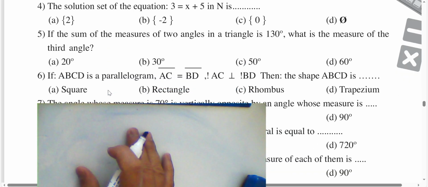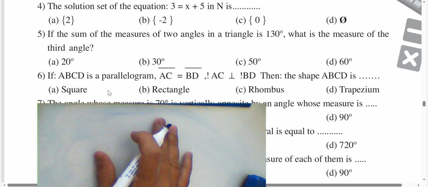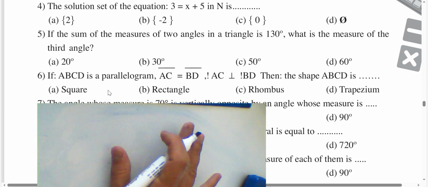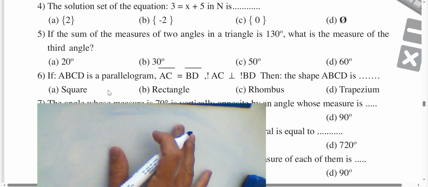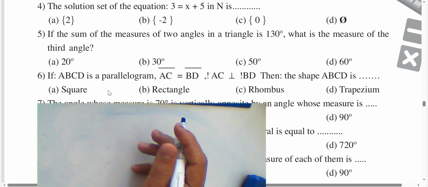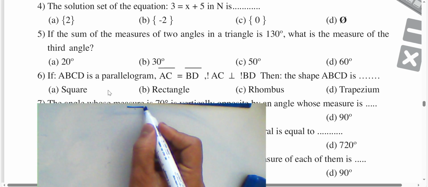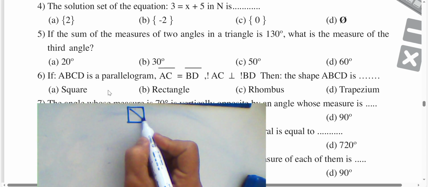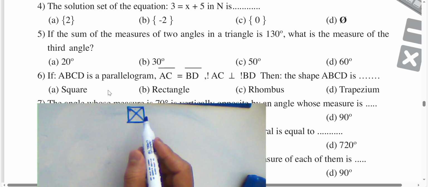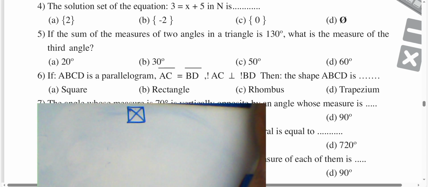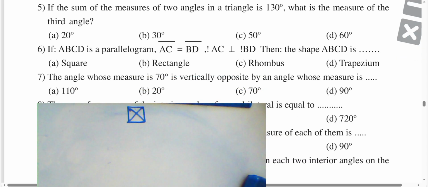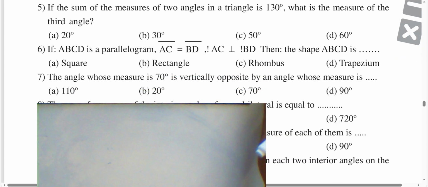Number 6. ABCD parallelogram and EC equal PD, and EC also perpendicular to PD. It means two diagonals perpendicular and equal in length. Okay, it will be square. Square has these properties. Two diagonals are perpendicular and equal in length. Choose square.